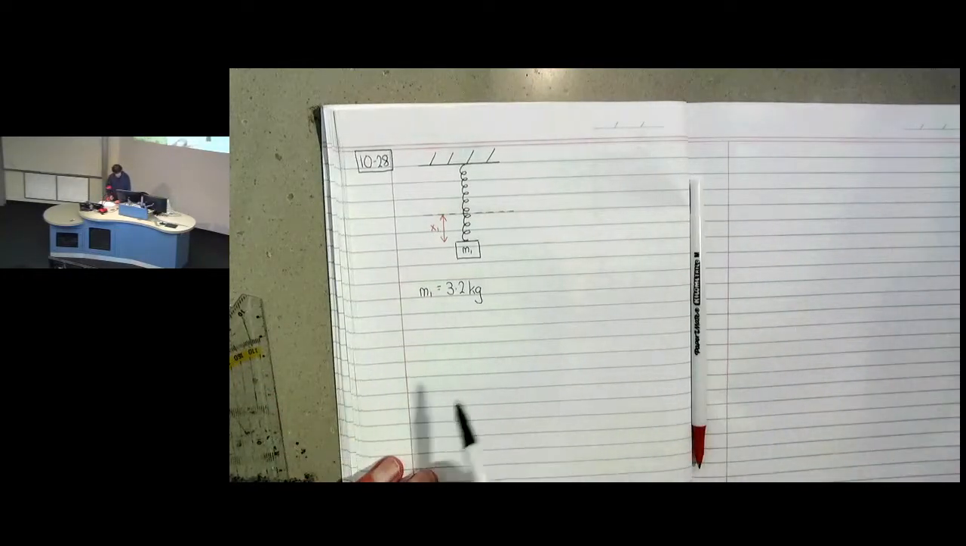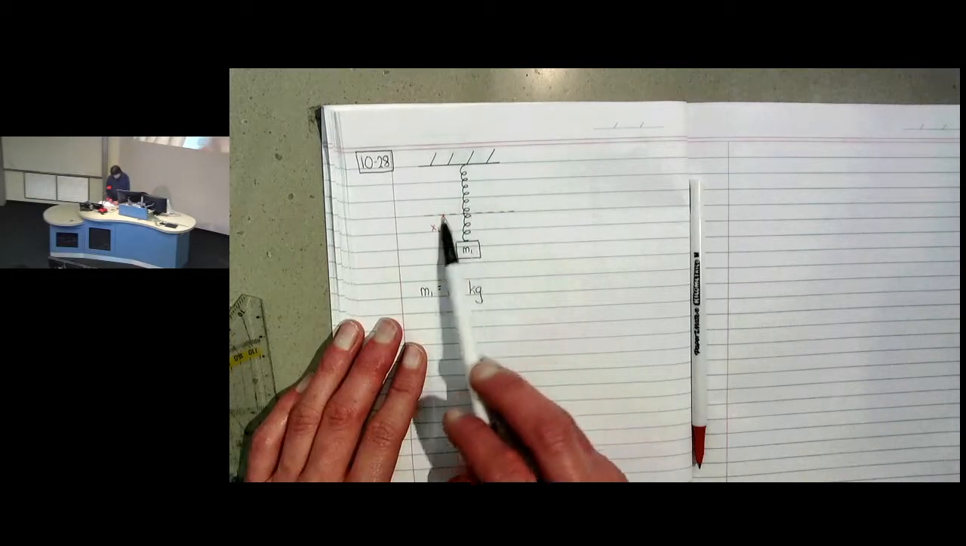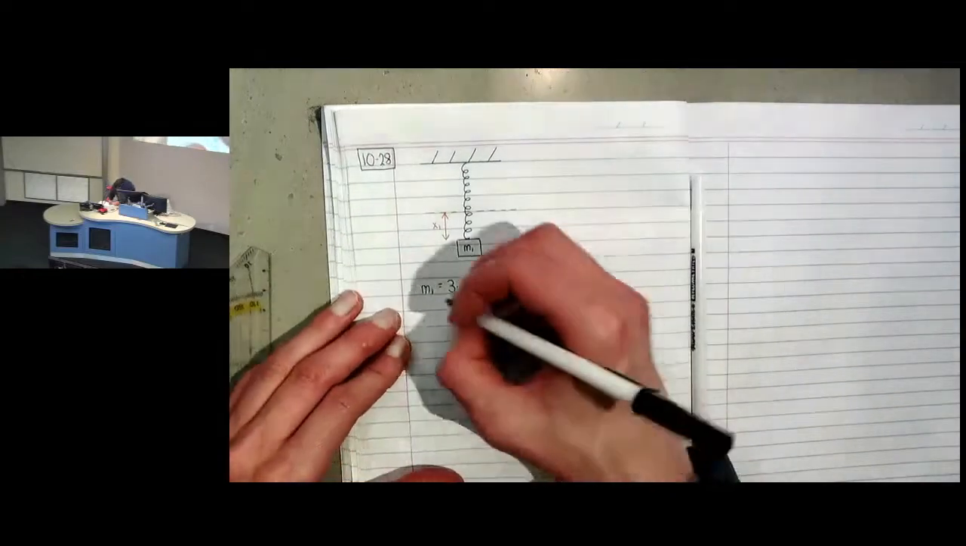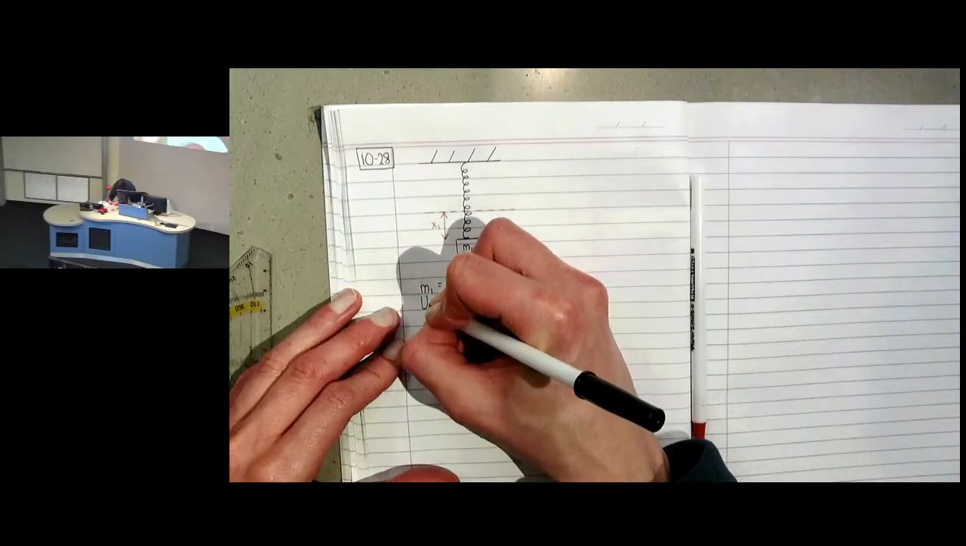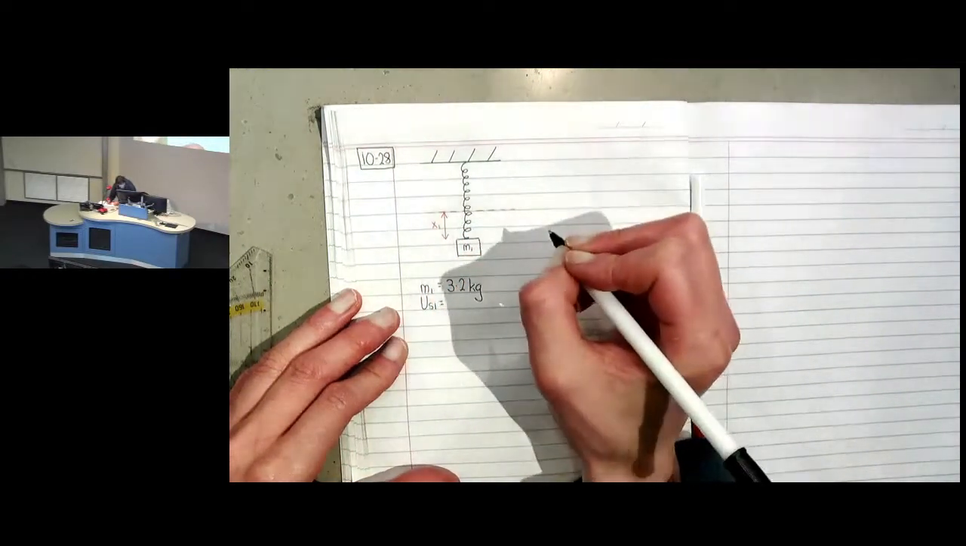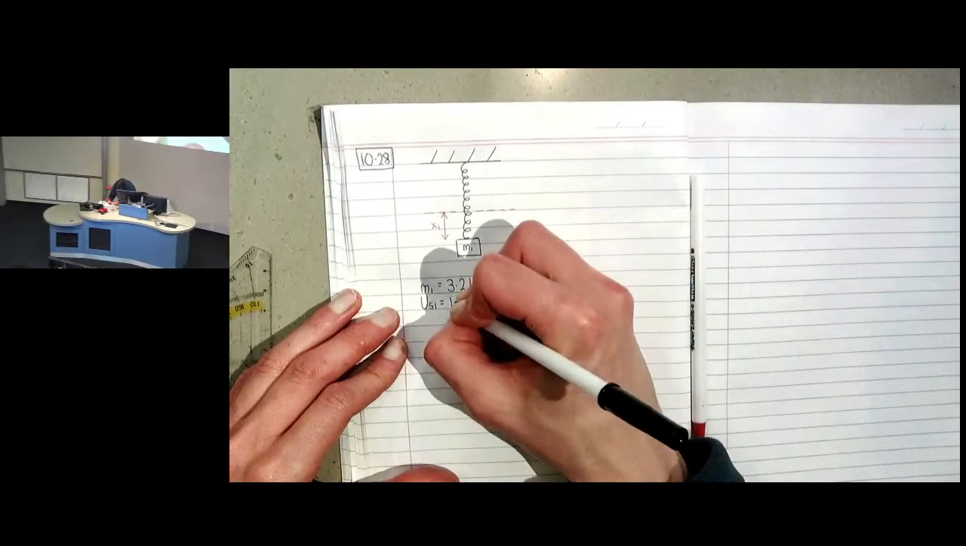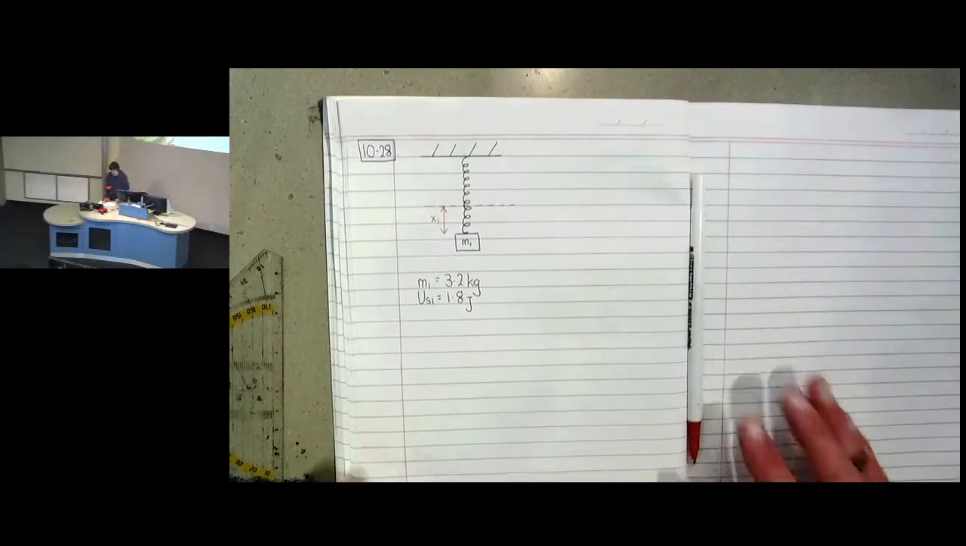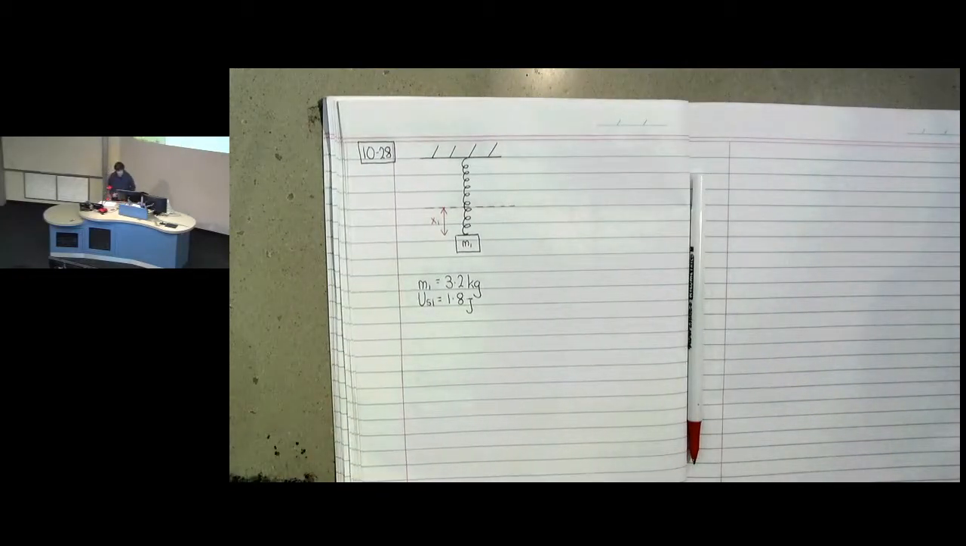And something else we're told about this is that the amount of elastic potential energy which is stored in this spring block system is 1.8 joules. So that's what the situation looks like to start with.